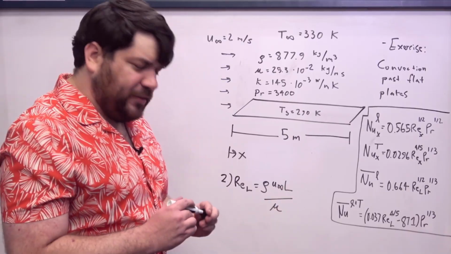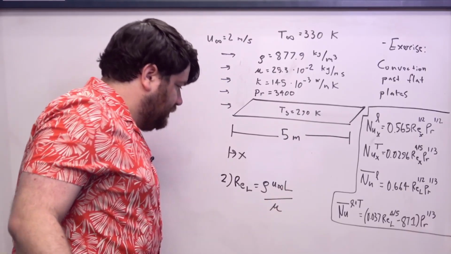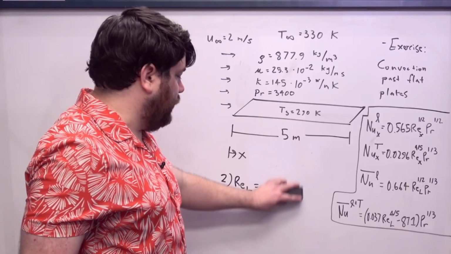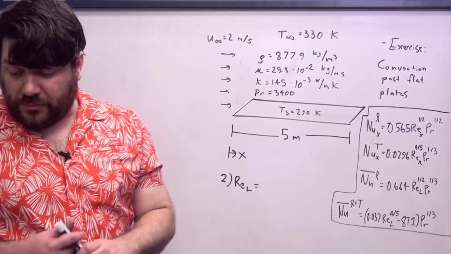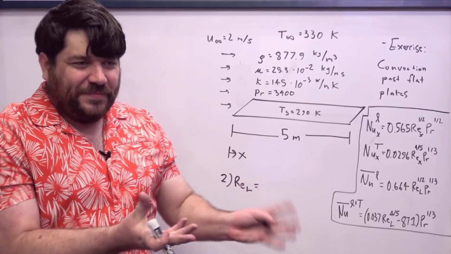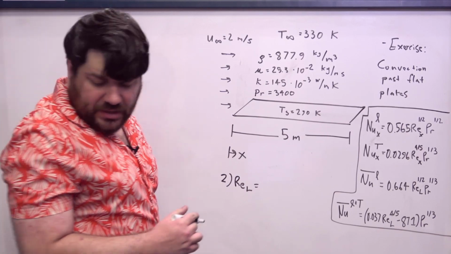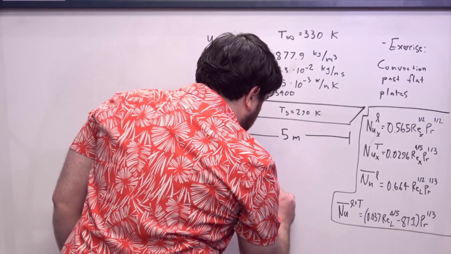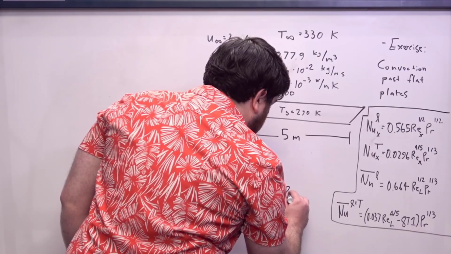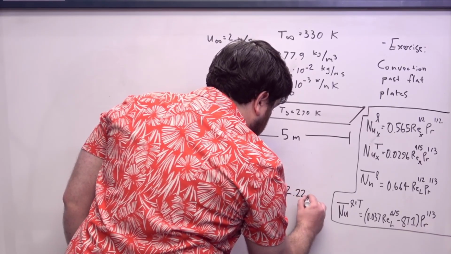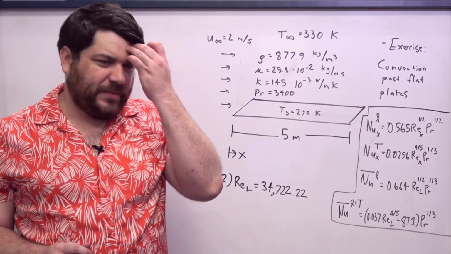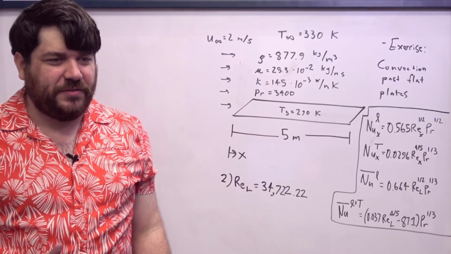Without actually having to do the algebra on camera, I can just tell you that the Reynolds number that you get by making this calculation is approximately 34,722.22. Okay? That's roughly speaking the Reynolds number that you get.